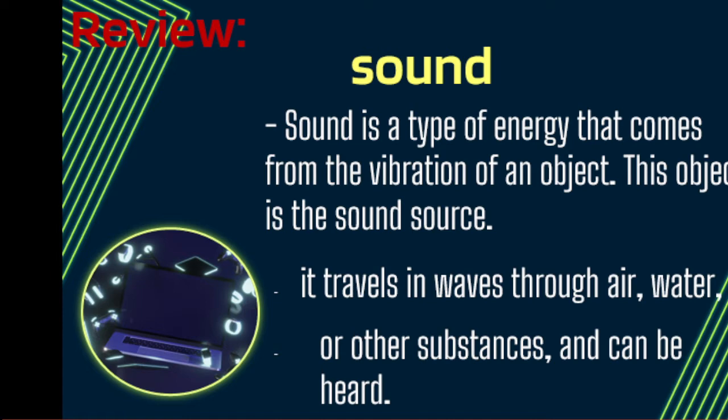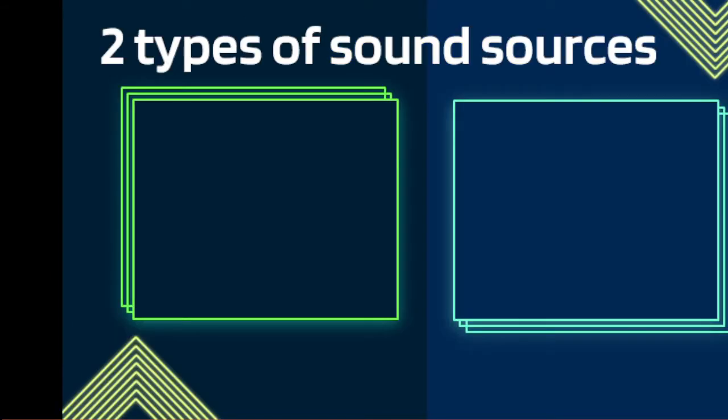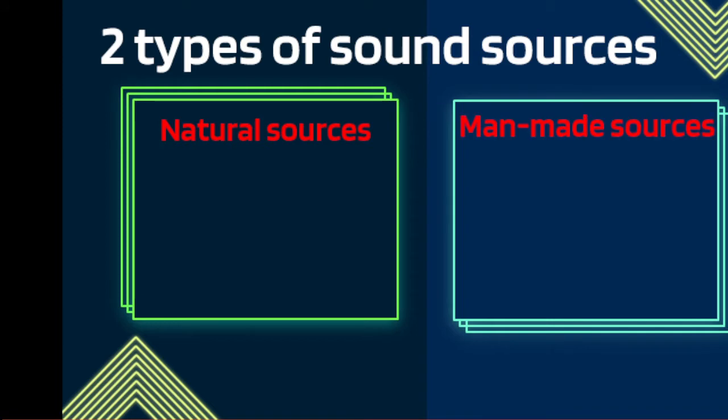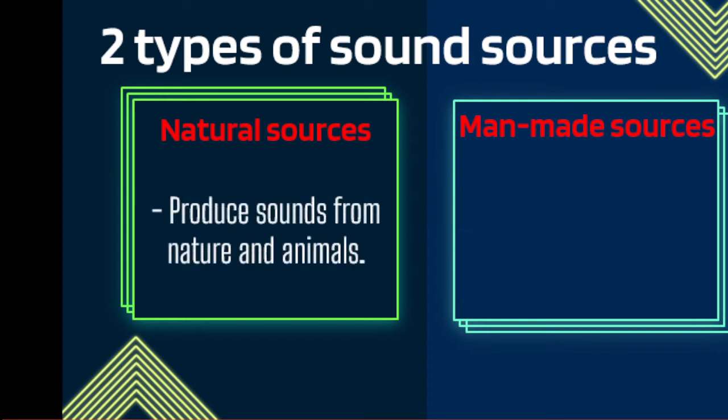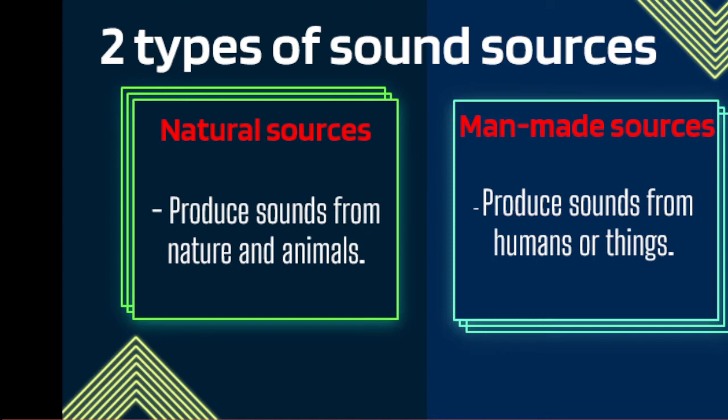And we learn about the two types of sound source. What are the two types of sound sources? We have number one, natural sound and man-made sound. Very good. We have the natural source and the man-made source. Okay? So what are natural sources? Can you give me example of natural source? Air. Okay, the air breeze, the sound of the air. That's right, very good. Any sound that comes from the nature or from animals.